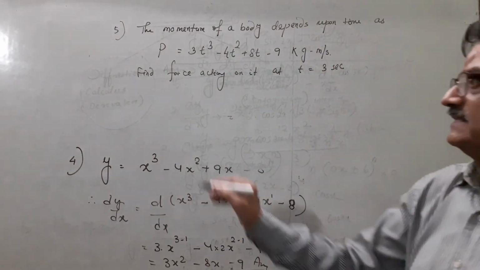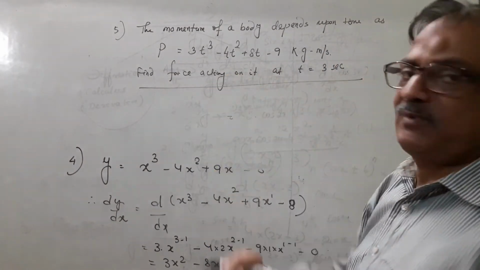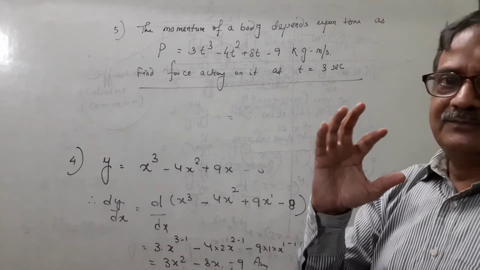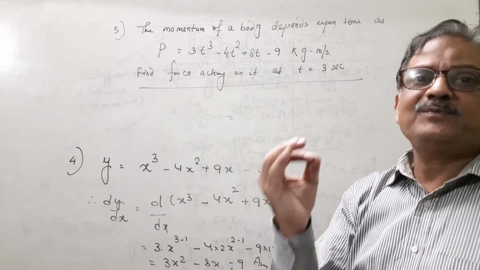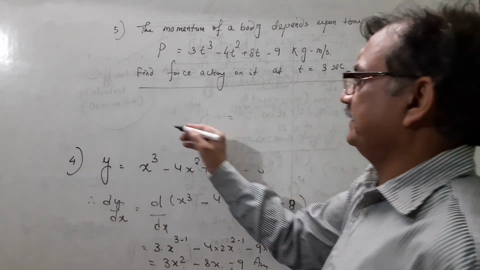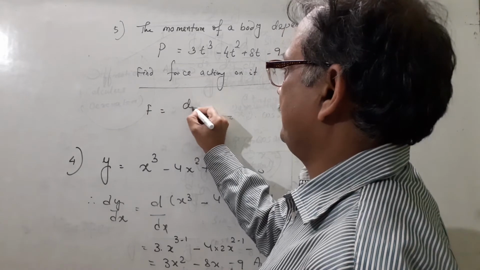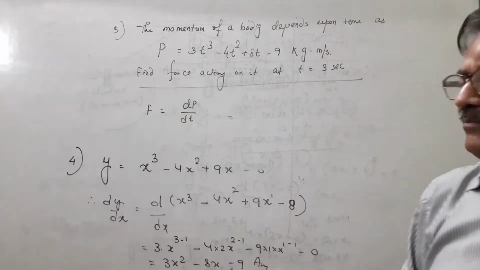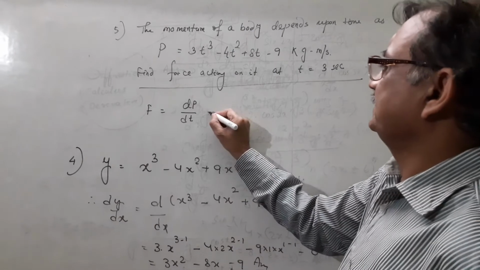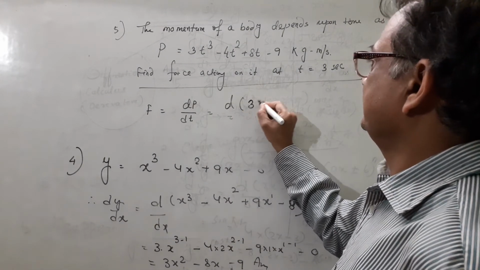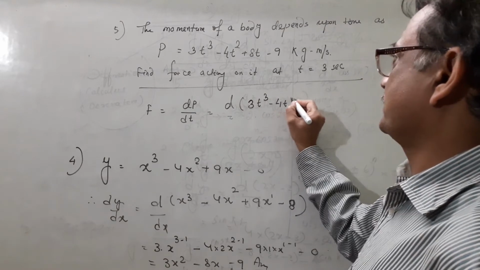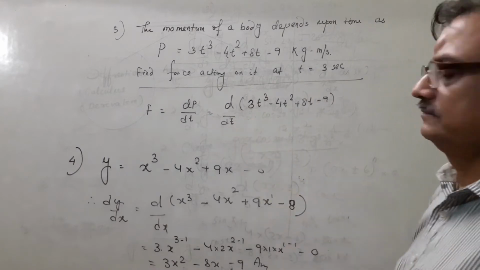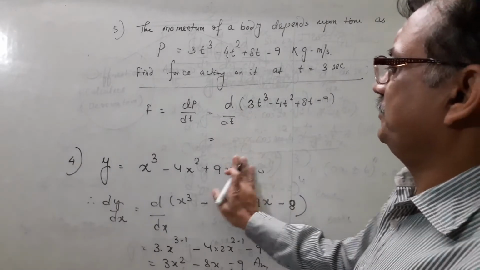Okay. What is the relation between force and the momentum? You know Newton's second law. The force is equal to the rate of change of momentum. Rate of change means time rate of change. The change in momentum per time is called the force. The derivative of 3t cube minus 4t square plus 8t minus 9. Right? So how much will it be?